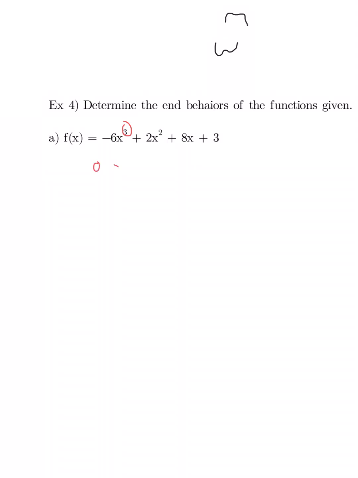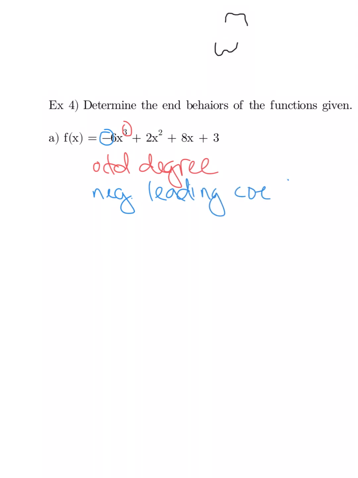So we have an odd degree. Our leading coefficient, the number in front of that, is negative. So we have a negative leading coefficient. When this happens, that means that your function will rise to the left, fall to the right.